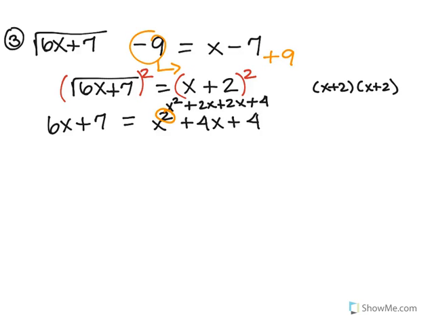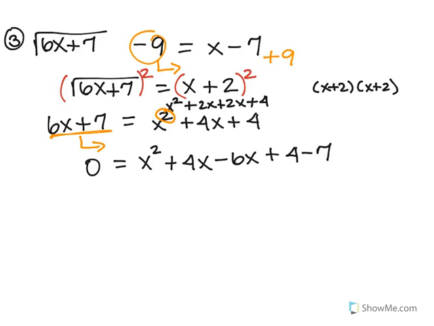And so I'm moving 6x plus 7 over. So I have 0 equals x squared plus 4x. And I just like writing my terms together. I bring 6x over, make it negative. Bring down my 4. And when I bring 7 over, it's also negative. Do y'all see what I did? I just like writing it together. You don't have to.